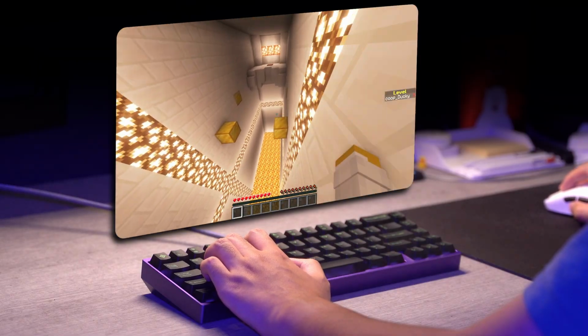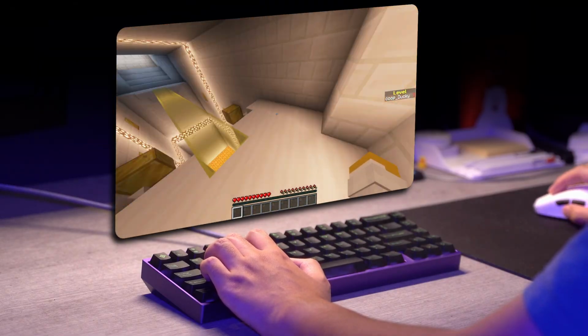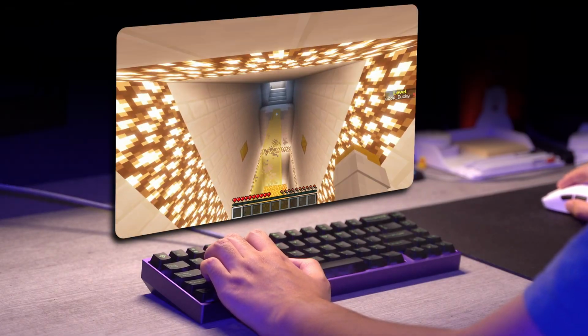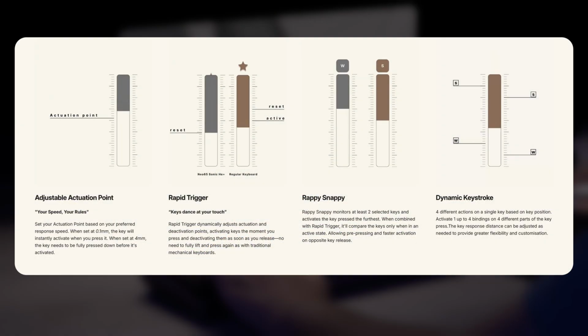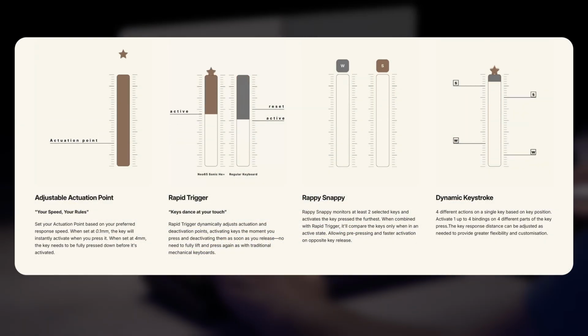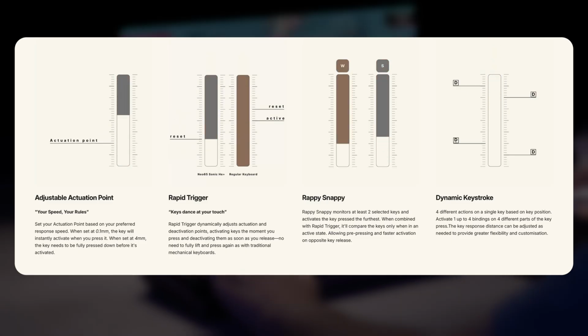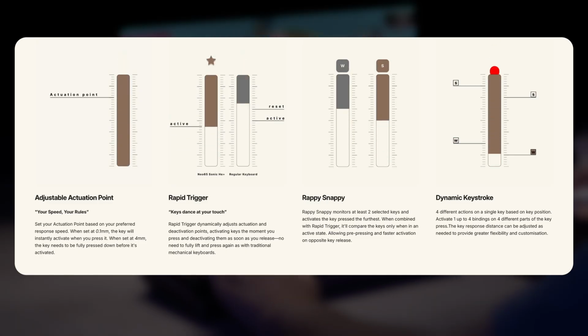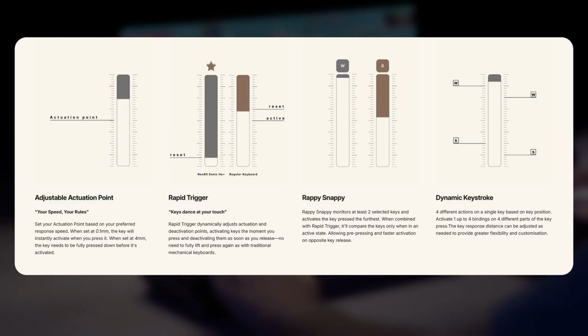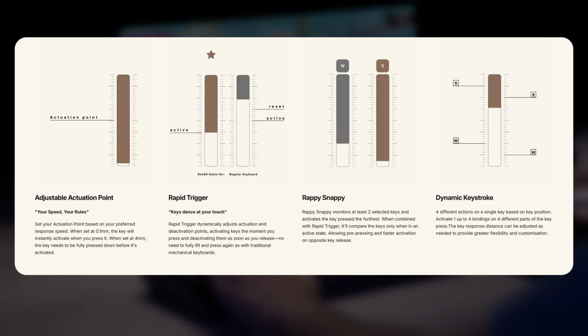Also, on their store page, they directly advertise some of the unique software features only possible with Hall Effect keyboards: adjustable actuation point, rapid trigger, rappy snappy, and dynamic keystrokes. These animations do a good job of demonstrating each one, showing you how your board reacts differently to your key presses. By default, these will all be disabled, and you'll use their configuration tool to enable the ones you want.